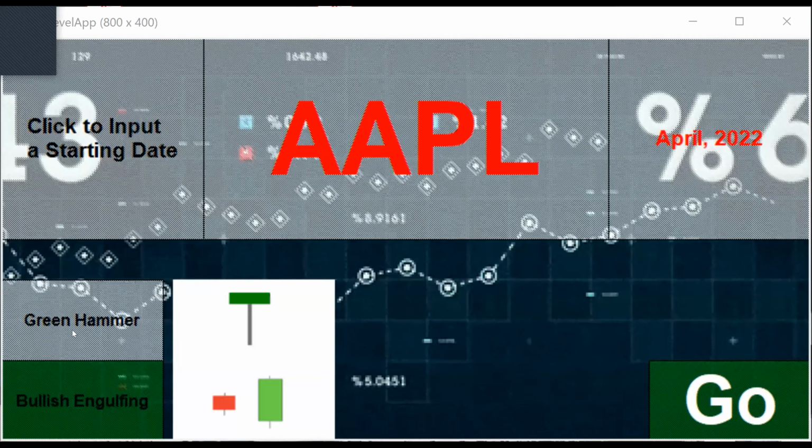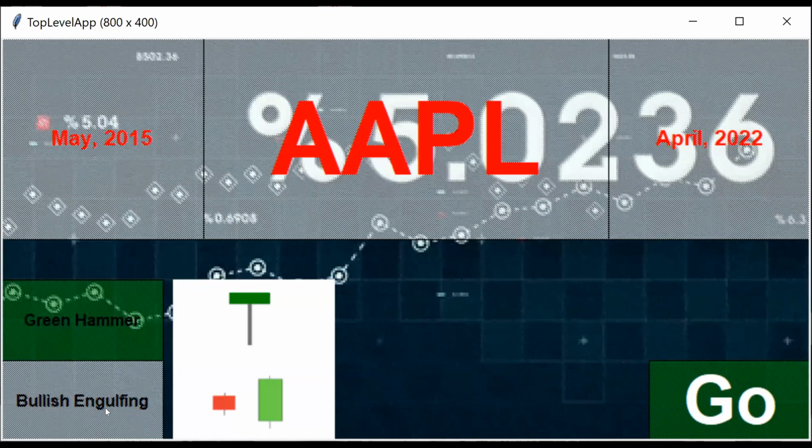And here we can select what candlestick pattern we're going to be trading. So let's select bullish engulfing and click go. And it will run the trading algorithm. It'll take a minute to load though, because it's very slow. So I implemented a loading screen so that the user doesn't have to wait while the app simply freezes.